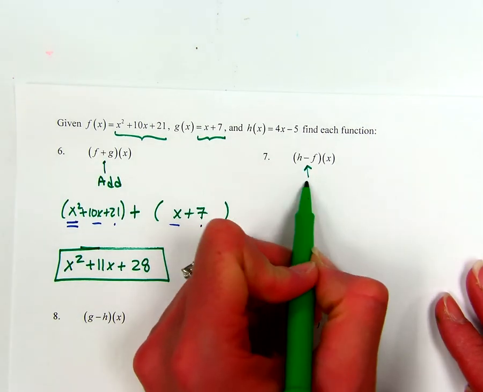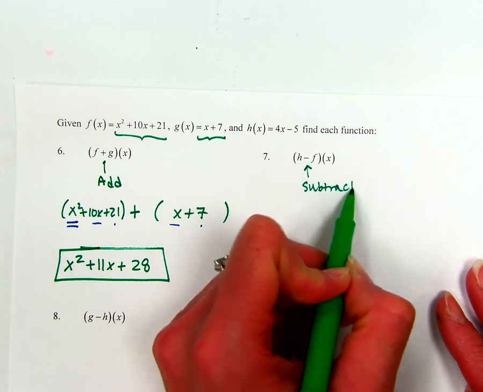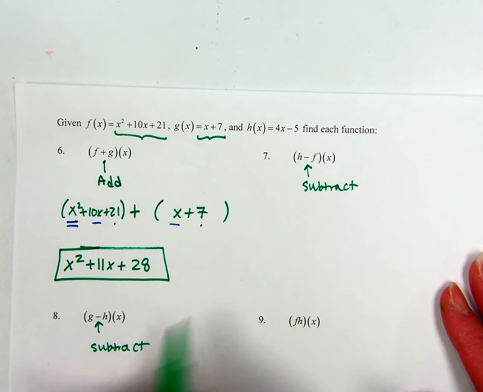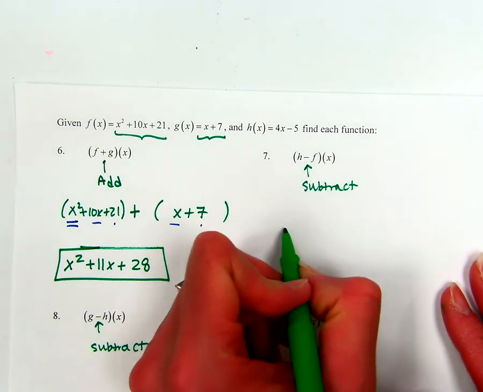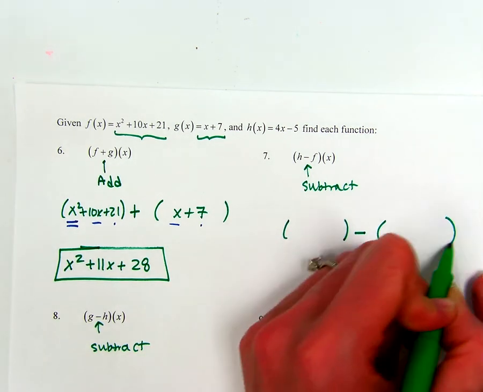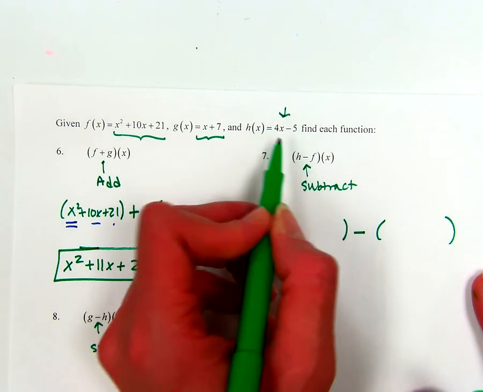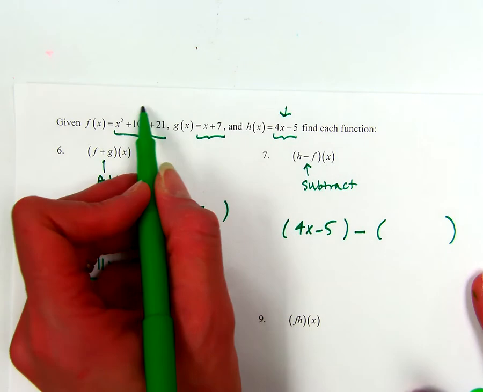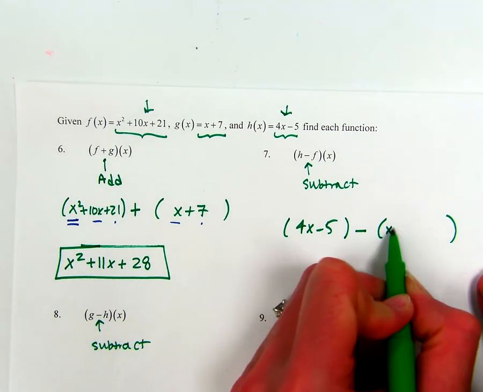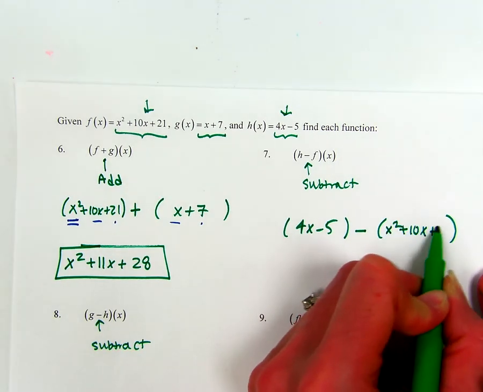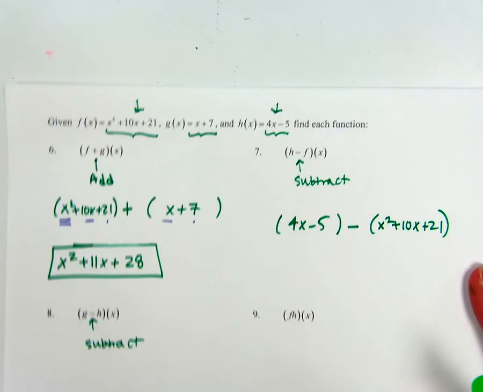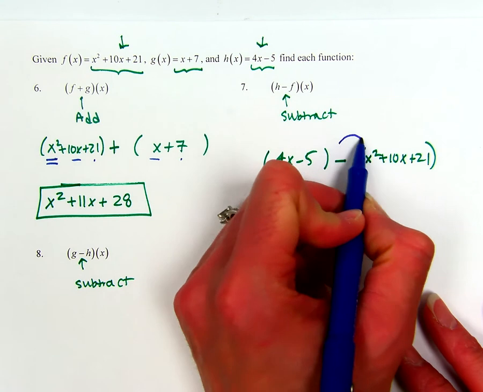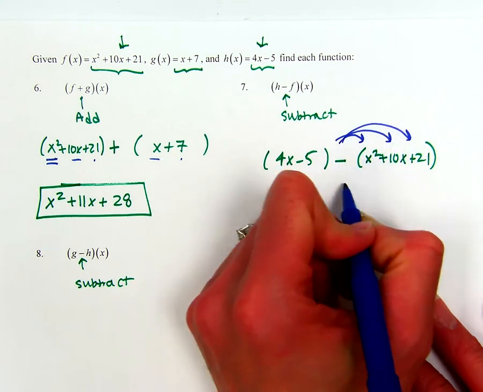This one, what does that want us to do? It wants us to subtract. Right? Number 8 is also subtract. All right, but again, you got to pay attention to the order. So h of x minus f of x. So which one's h? We haven't had an h yet. So that's 4x minus 5. We want to subtract equation f, which is this one. So x squared plus 10x plus 21. Once it's set up, once you decipher what the notation's asking you to do, now we already know how to do these problems. So we're just going to distribute our negative sign.